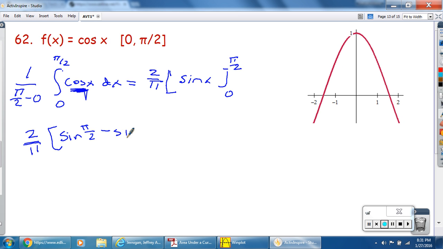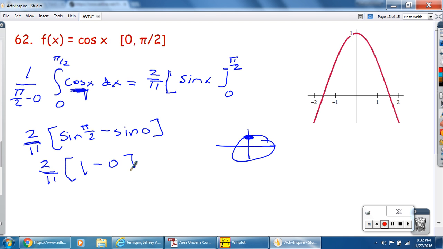Minus sine of 0, so that's 2 over pi. The sine of pi over 2, think of your circle, pi over 2 is up here, so it's the y value, so that's 1, and the sine of 0 is 0, so we get 2 over pi is our average value.